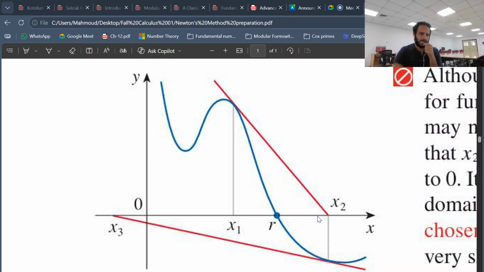So then try to draw the tangent line for x2. See here the problem, x3 is even out of the domain of the function. So here with x3, you can't even apply the method again, because x3 is not in the domain of the function. See, the function is just here. x3 is out, it's a negative number, it's out of the domain of the function. So the method will not work for this. So this is the idea, that sometimes the method will not work. But how to make sure that it will work? You choose x1 to be close enough to r.